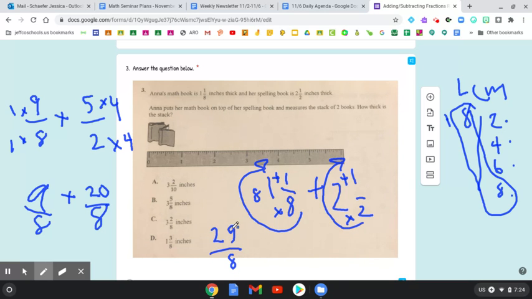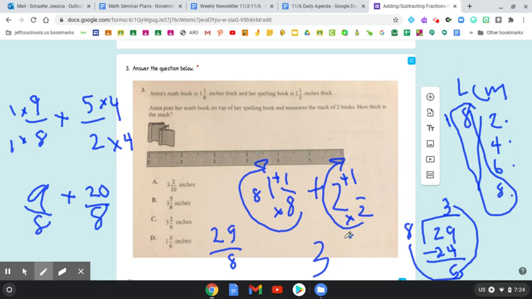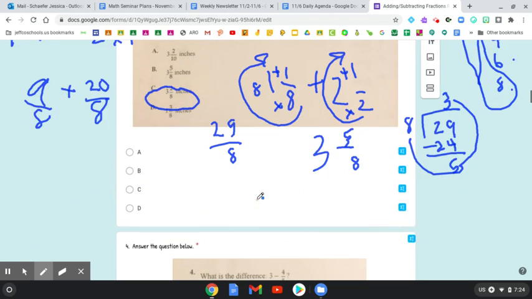29/8. I'm going to do my long division to get it back into a mixed number. So I'm thinking about how many times 8 will fit into 29. 8 goes into 29 3 times, which is 24. 29 minus 24 is 5 leftovers. So this is 3 and 5/8. Whole number 3 on top and 5/8. So I want B. Lots of work on that one.